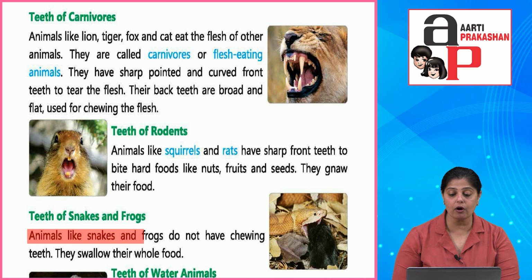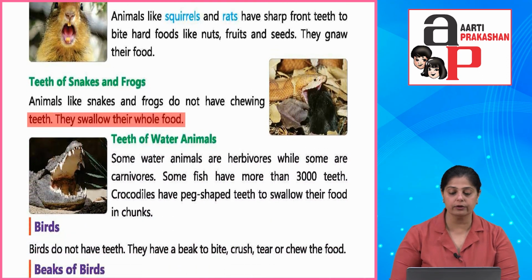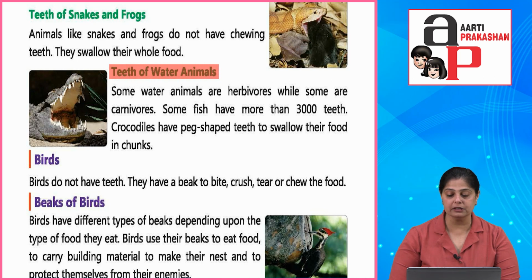Animals like snakes and frogs do not have chewing teeth. What happens is they swallow their entire food. Okay, वो just swallow कर लेते, gulp down कर लेते. Okay. Teeth of water animals.